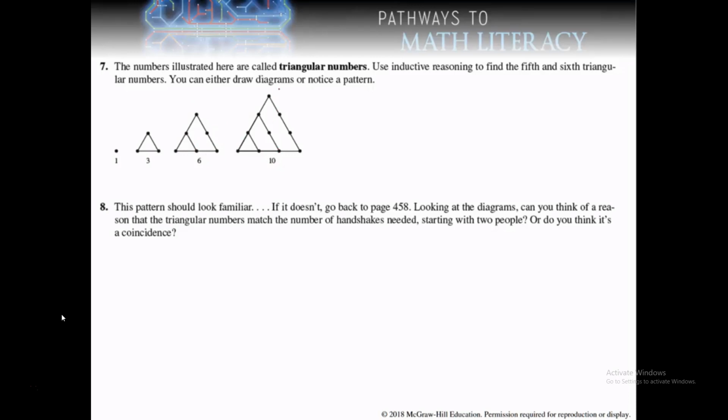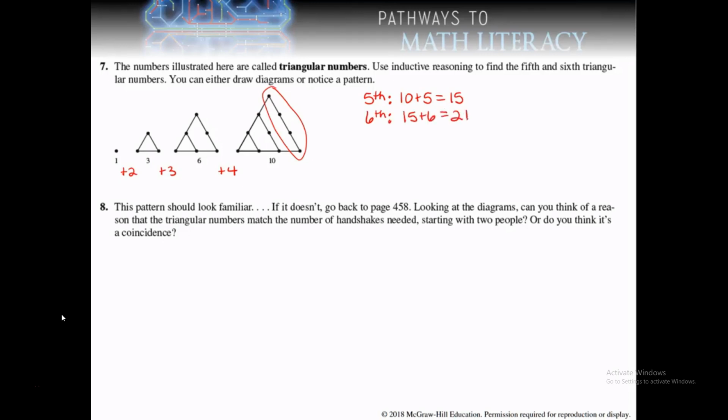And so the question now is, what would the next two be? Well, it looks like we added 2 and then 3 and then 4. So to get the next one, we would add 5. So the fifth number would be 10 plus 5, which would give us 15. And then the sixth triangular number, we would take that answer and add 6, which would give us 21.